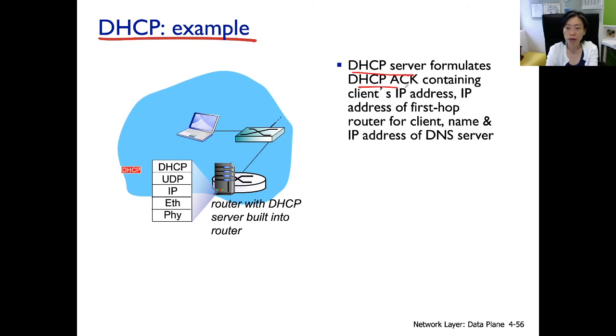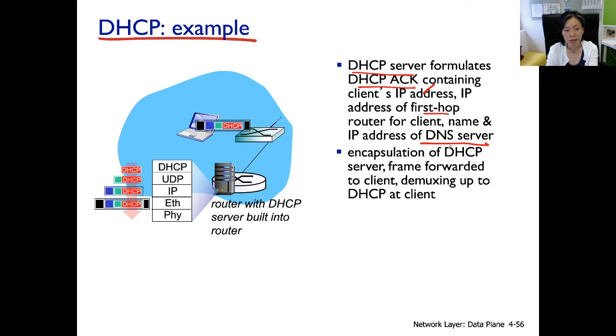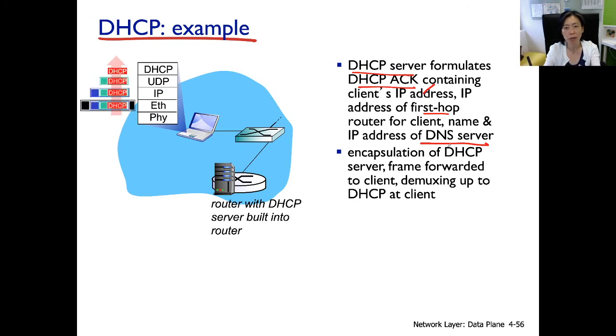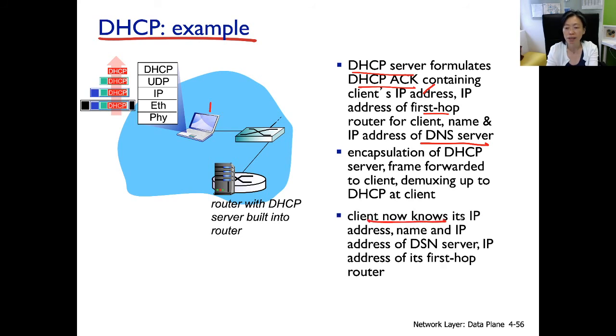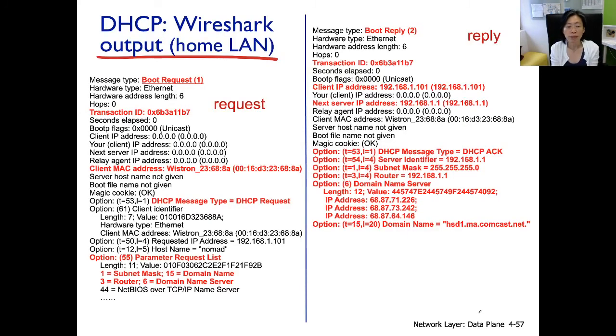Now, the server then will generate the ACK message containing the IP address of the first hop and the IP addresses of the DNS servers, and so on and so forth. So the process is very similar: encapsulate into UDP, encapsulate into IP, Ethernet, and the destination address being broadcast. The host here, although not having a specific IP address, is going to pick it up. So the client now knows the IP address of itself, the name and IP address of the DNS server, and the first hop, as well as what? The network mask.